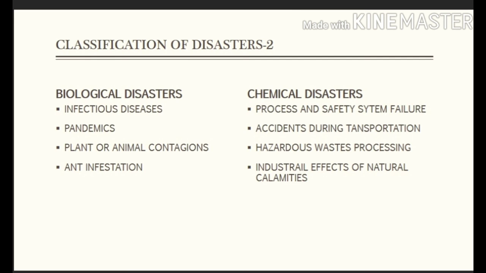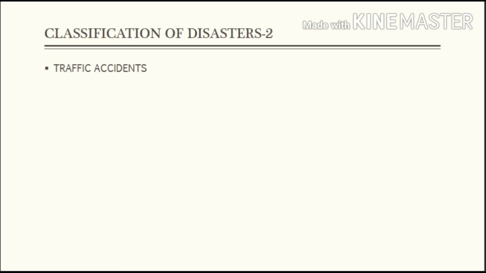And the fourth type is chemical disasters, which are the result of processes and safety system failures in industries, maybe industrial effects of natural calamities. Another example: accidents occurring during transportation and at the time of hazardous waste management also there can be some disasters. All of these are considered as chemical disasters. And the fifth and the last one is traffic disasters, which are mostly accidents related to air traffic, water traffic, or surface transport.